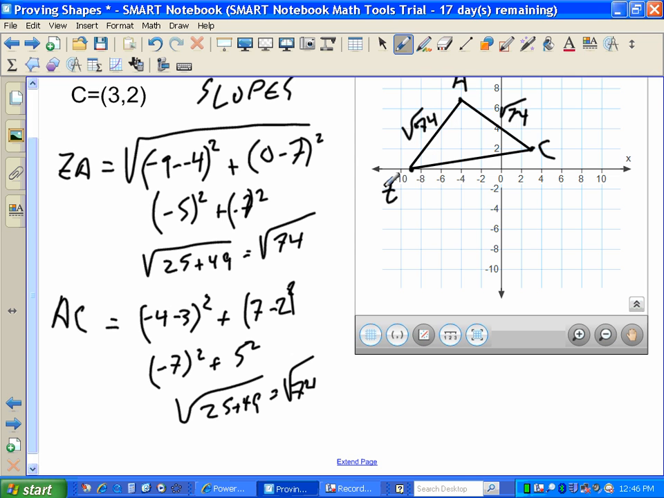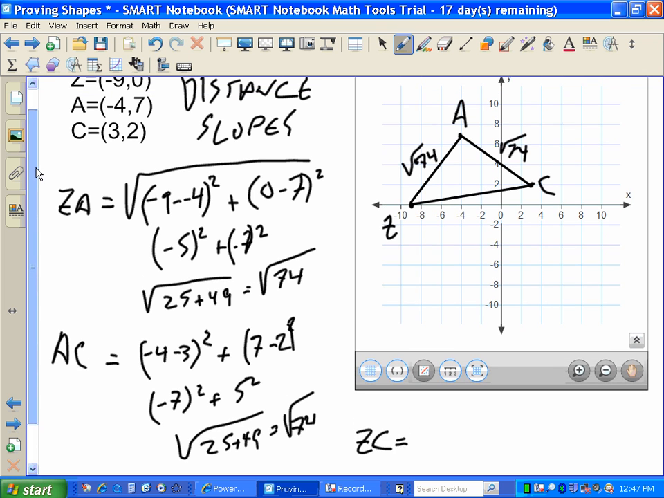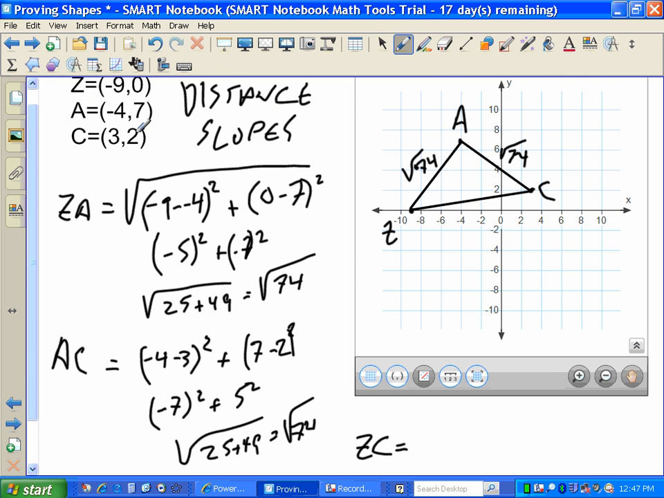So we've got ourselves at least an isosceles triangle. We'll quickly roll through finding ZC just to be certain that it's not an equilateral triangle. It doesn't look like it is one, but we never want to go by what it appears to be. So when we do this one, on the one side we're going to get 2 squared. I did the y's first, but you'll forgive me. And on this side we're going to end up with negative 9 minus 3, which is negative 12 squared. So that one's clearly not going to be the same length. That's 4 plus 144, square root of 148.